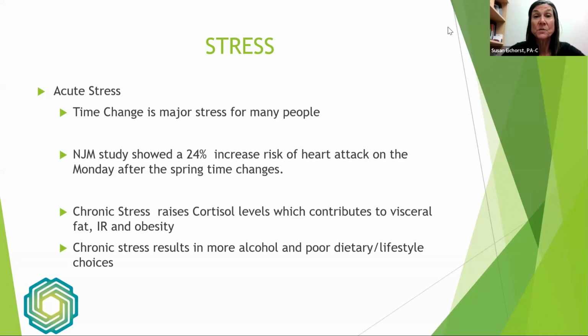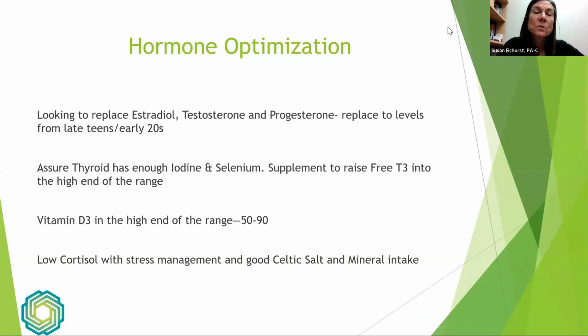Chronic stress also results in more alcohol intake, poor dietary and lifestyle choices, and it becomes kind of a round robin in that situation as well with stress. So what we're looking for is really to reduce stress, reduce inflammation through dietary changes, and look at hormone optimization.